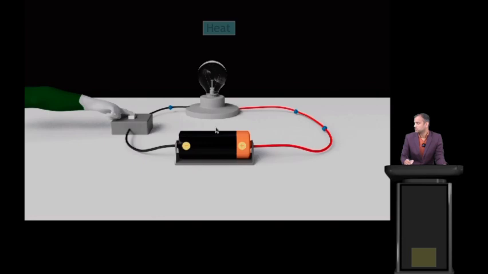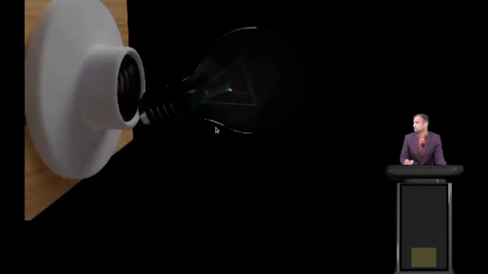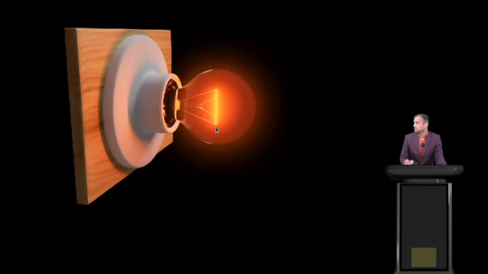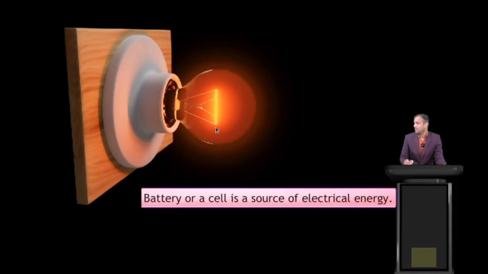And after switching on, there is heat. So here we can see that the electrical energy is converting into light and heat also. If you look at an electrical bulb, it produces light as well as heat. So a bulb produces light and heat. A battery or cell is a source of electrical energy.